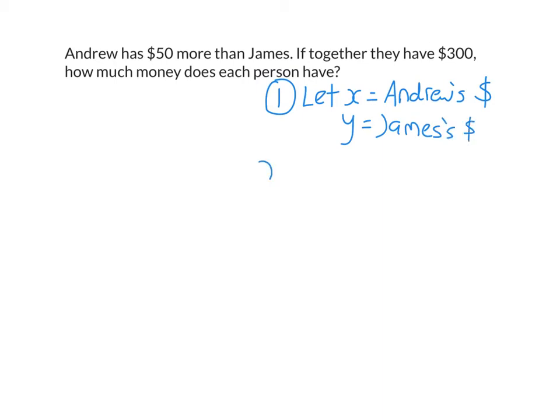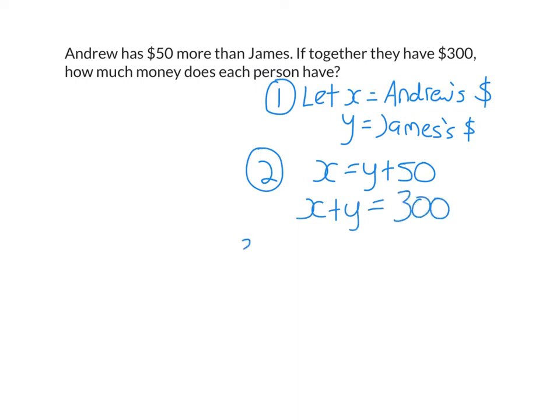So our second step, we need to turn this worded information into two equations. The first bit of information says Andrew has $50 more than James. So Andrew's money equals James's money plus 50. The second bit of information says together they have $300. So to write that as an equation, Andrew's money plus James's money equals $300.